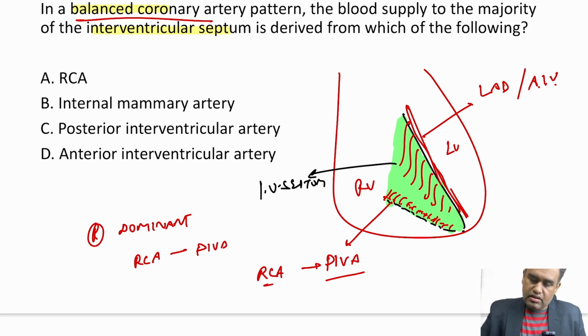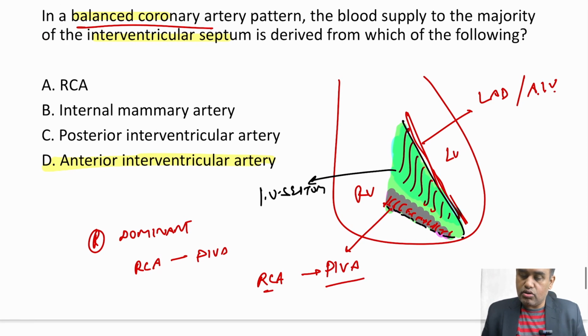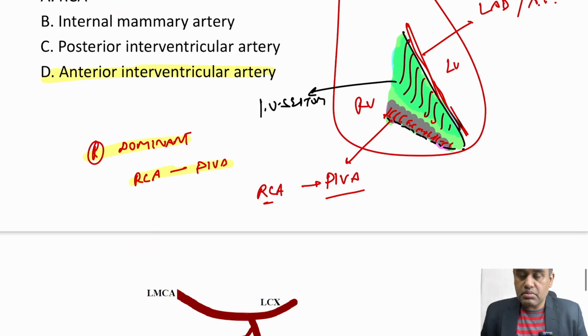The difference over here is that the LAD branches will supply maximum part of the interventricular septum, and some part of the interventricular septum is also supplied by the PIVA, but maximum part by the LAD. So now they are asking you, the majority of the interventricular septum is supplied by what? It is by the LAD, or anterior interventricular artery. Understand this. This is the balanced coronary pattern having the right dominant heart. When we say dominant heart, it means that the PIVA is coming from the right side. If it is the left dominant, we will say the PIVA is from the LCA.